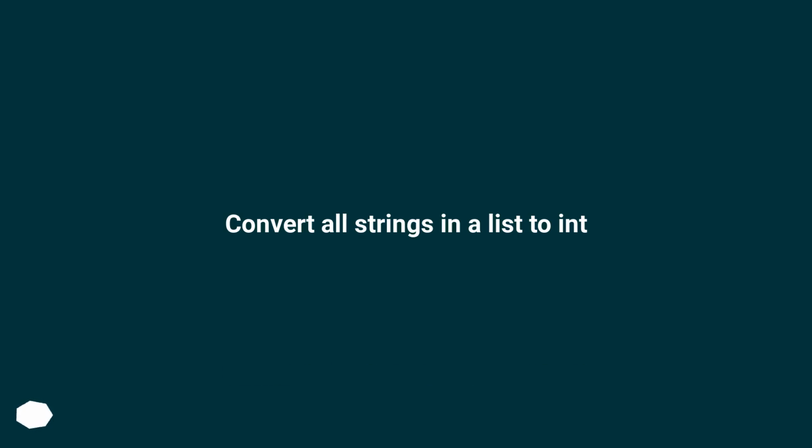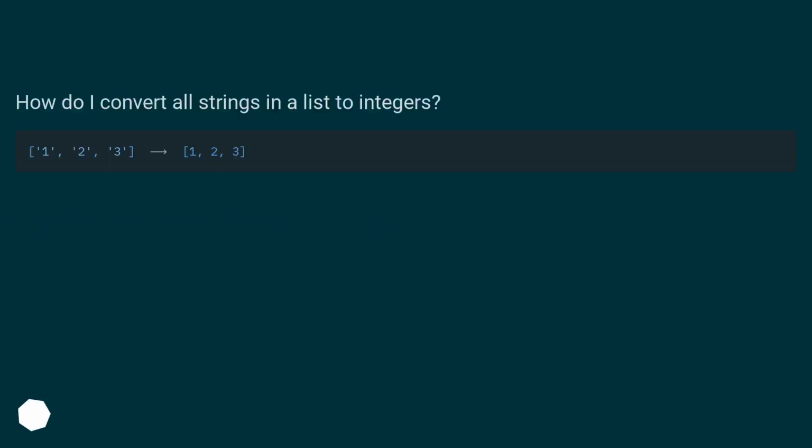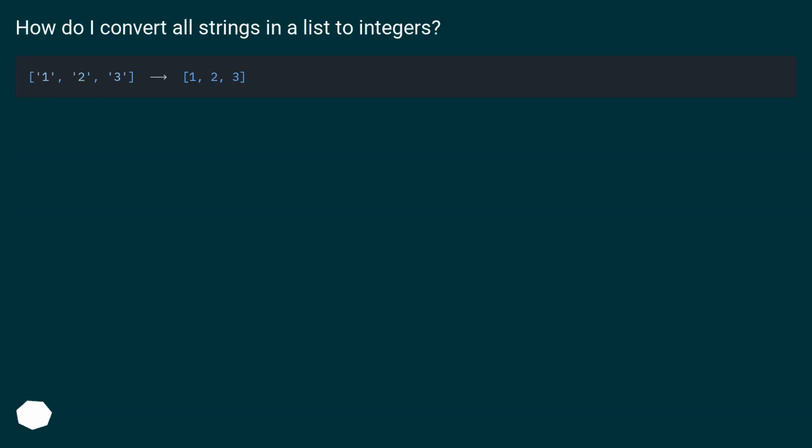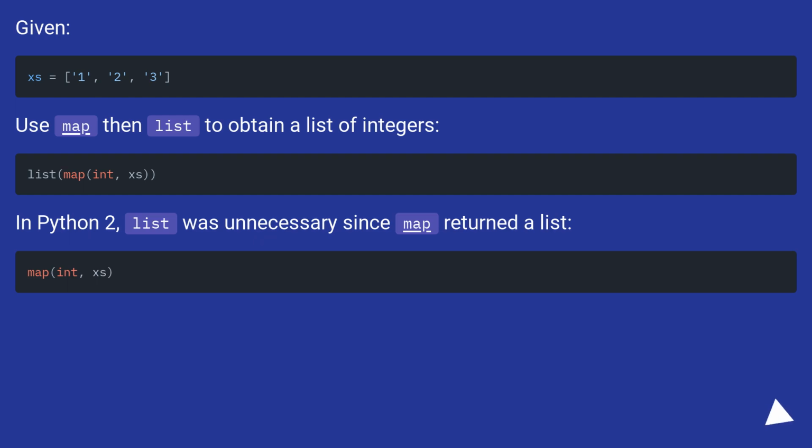Convert all strings in a list to int. How do I convert all strings in a list to integers? Given. Use map then list to obtain a list of integers.